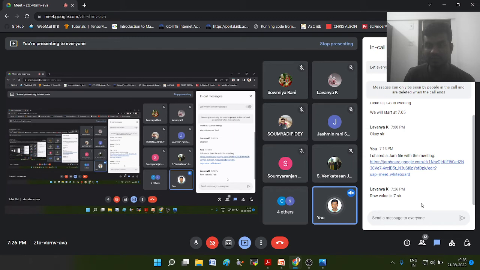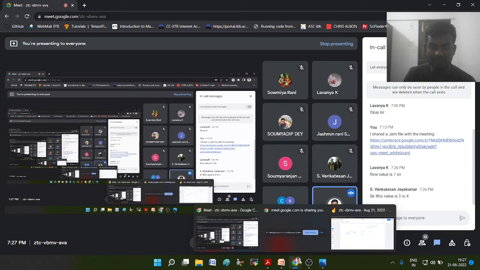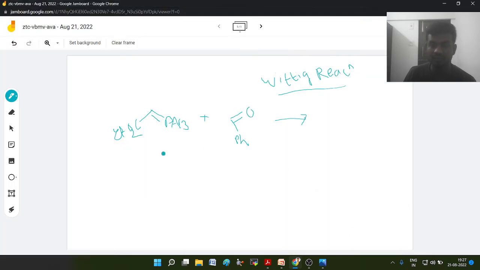Rho value is 7. Okay, no problem. Great, thank you. Then else? Any mechanism you are aware of, Wittig reaction or not? Okay, I think it's 1 minute. So I will just show the mechanism, and then 3 to 4. Okay, perfect, no problem.